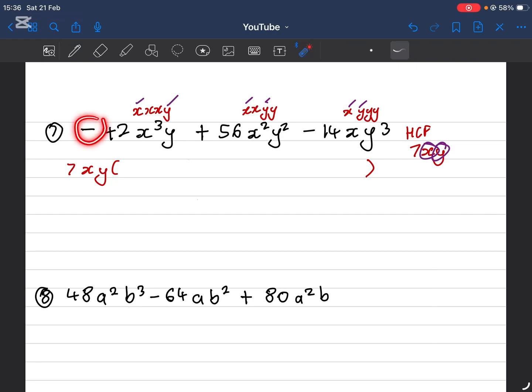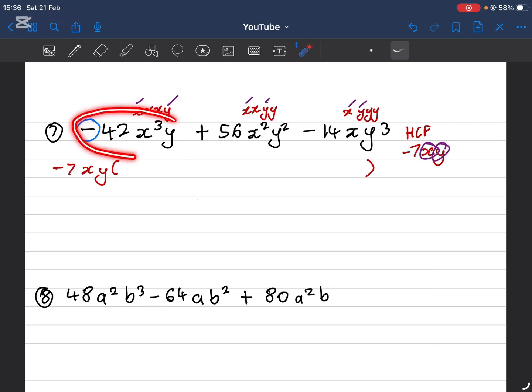Then we have something else that I want you to take note of. Our first term in this example is a negative. So I have a habit of always taking out a negative if the first term is a negative, and it does help a little bit. So let's keep working with it in the same way. So our HCF is now negative 7xy. We're going to be dividing by that now.